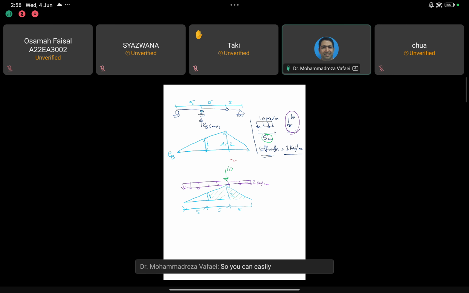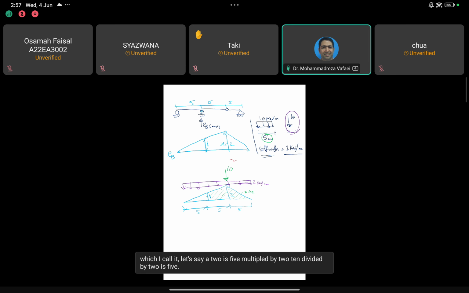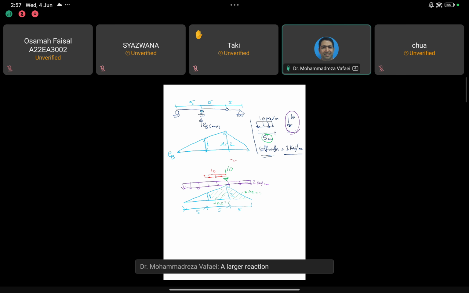So you can easily see that this area, which I call let's say A2, is 5 multiplied by 2, divided by 2, which is 5. How about this area? 2 plus 1 is 3, multiplied by 5, 15 divided by 2, 7.5. So A1 is 7.5 square meters and A2 is 5. This means that I need to put the load on the left side of the hinge. This way I can get a larger reaction. So it comes here. So now I can calculate the reaction.